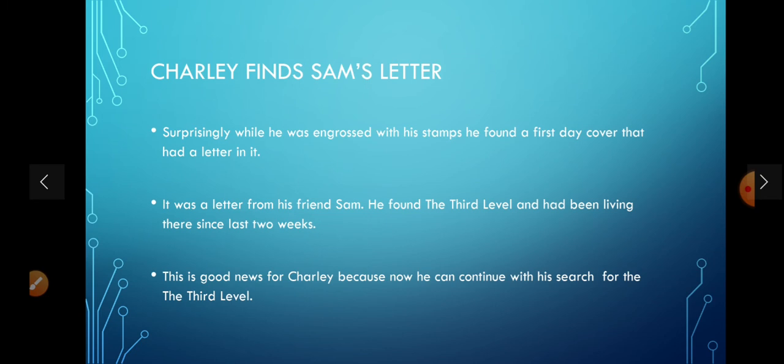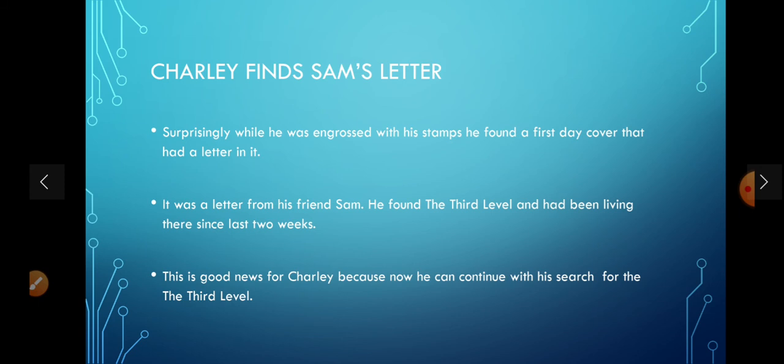Now, when he goes back to his stamp collection, this is what he sees in his stamp collection. Surprisingly, while he was engrossed with his stamps, he found a first day cover that had a letter in it. Now, what are first day covers? First day covers are letters that you post to yourself using a stamp that was issued on that particular day. So it goes in your record and in your collection that the day this stamp was issued, on that day I received a letter, because the post office mark and the date is there. So it goes as your record. But usually these envelopes are always empty because one is posting it to oneself. But in case of Charlie, he found an envelope that actually had a letter.